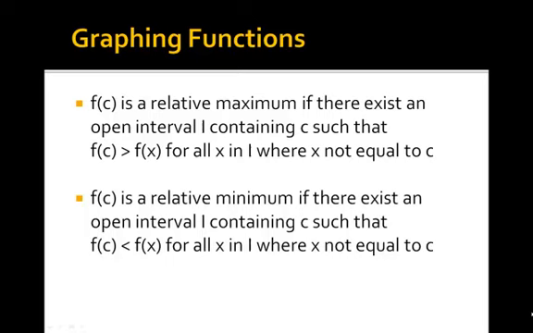The next two terms we'll cover are the relative maximum and relative minimum of a function. Now, the definition for each of these can be a little tricky to decode, but don't worry, we'll get there in just a bit. So f of c is a relative maximum of a function if there exists an open interval I containing c such that f of c is greater than f of x for all x in I where x is not equal to c.